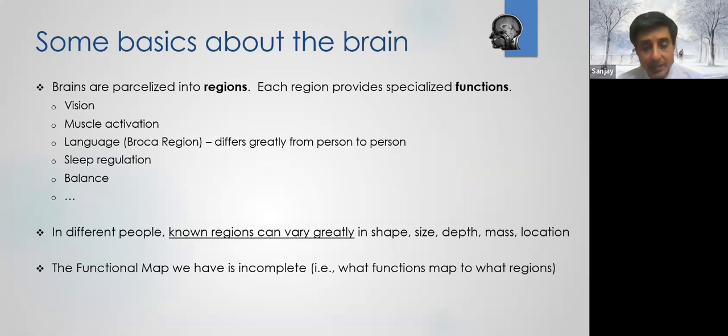Another aspect is that the functional map that we have is still incomplete. A lot of work went into these two efforts. Each team spent over 10 years mapping the human brain. Even then, a lot of the information is incomplete because the maps we have are not really functional maps. They're structural maps, meaning they look at the brain and split it apart into regions based on various factors. And I'm going to go into that in a later slide.